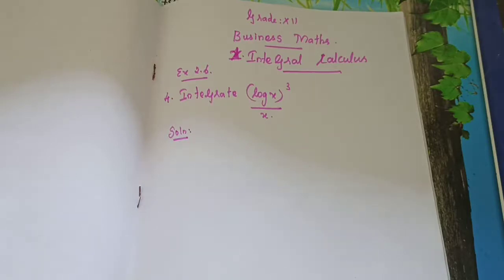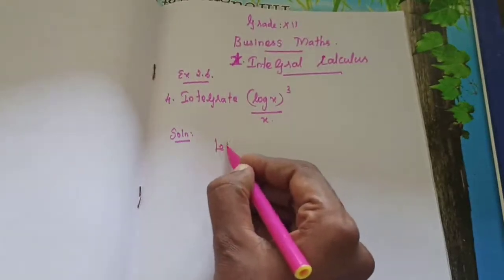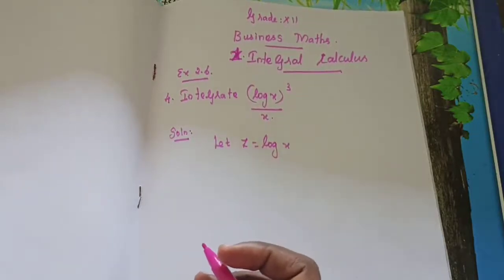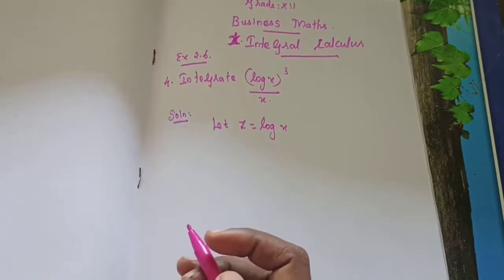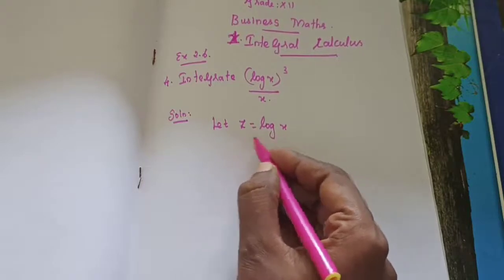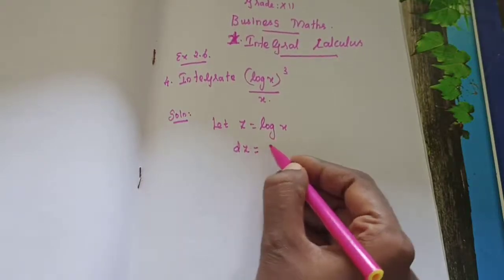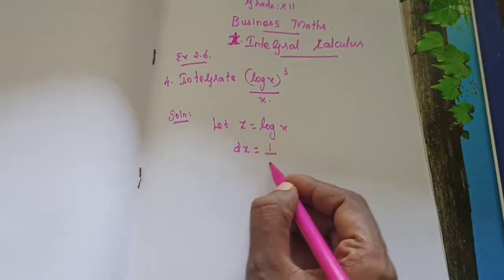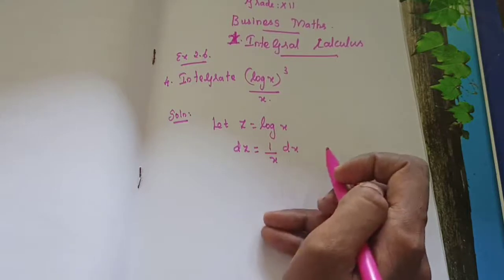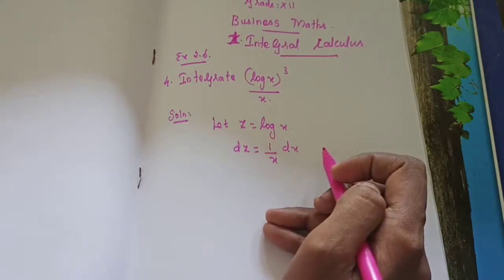So already we have completed many problems. Everything, how will you take? Let z be equal to something. The same procedure we are going to follow again. Let us consider z is equal to log x. Inside the bracket, what's the value? Log x. So if z is log x, what's the value of dz? dz is 1 by x into dx. How? The differentiation of log x is 1 by x dx, with respect to x.